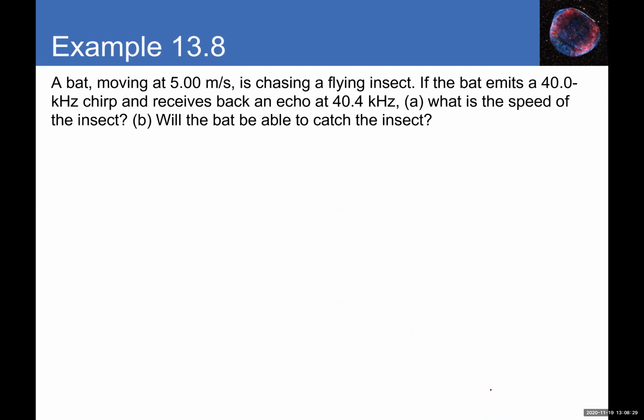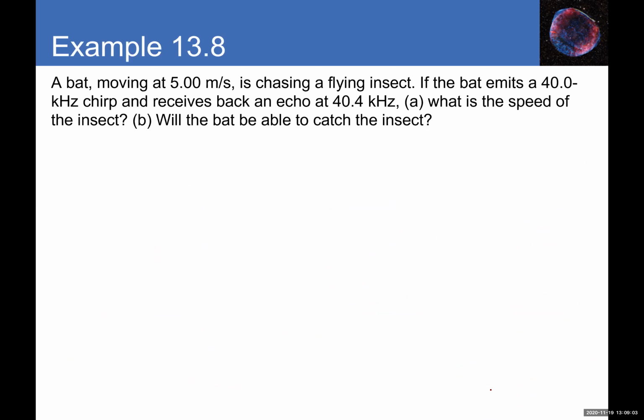Let's look at the last example here. A bat moving at 5 meters per second is chasing a flying insect. If the bat emits a 40 kilohertz chirp and receives back an echo at 40.4 kilohertz, what is the speed of the insect? And will the bat be able to catch the insect?